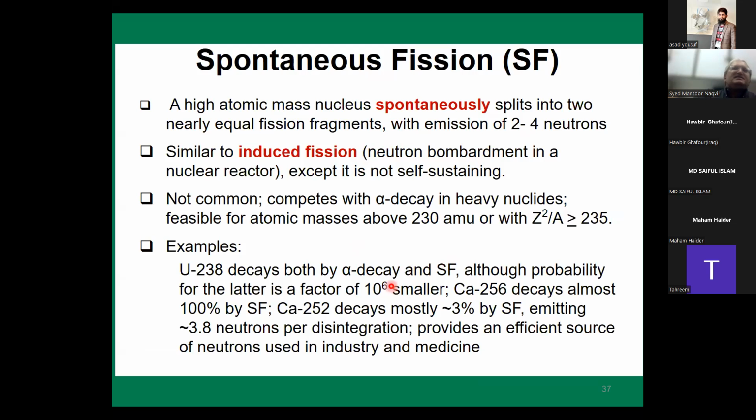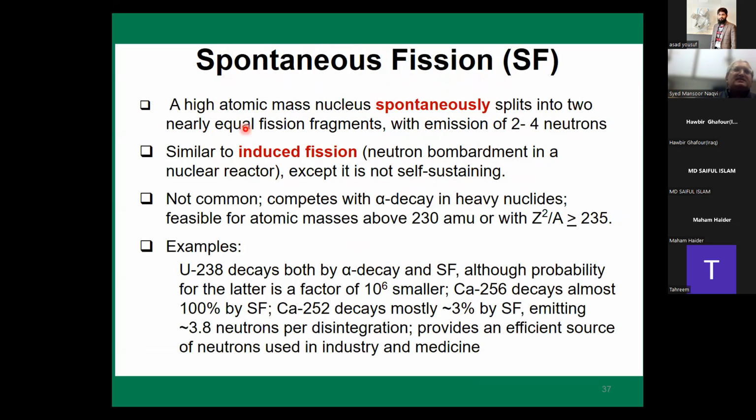So the next process is spontaneous fission. In fact, we also call it spontaneous emission. When we talk about fission specifically, it is the nuclear reaction which happens between a neutron and a heavy nucleus. In nuclear reactors, the neutrons are purposely bombarded, whereas in spontaneous fission, the nuclei interact with a neutron in very small numbers, and this happens.